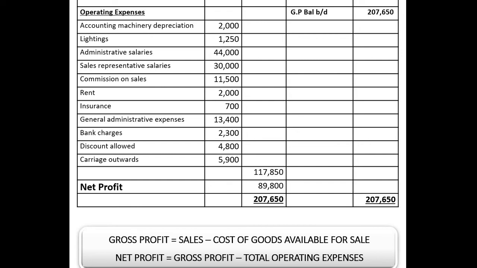Our net profit is equal to gross profit minus the total of operating expenses. Our gross profit was 207,650. When we subtract our total operating expenses, our net profit comes to 89,800. We close the account by balancing off.